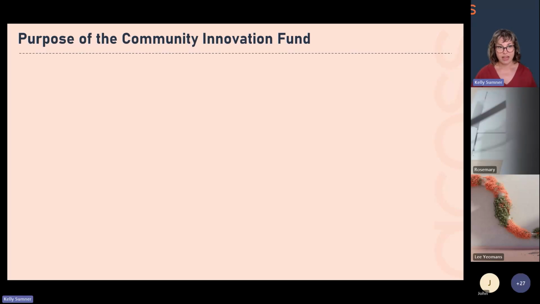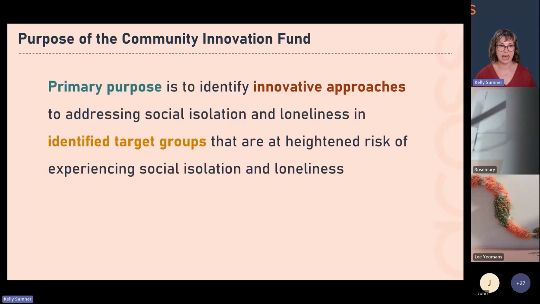So in the case of our example fund, we're looking at innovative approaches to addressing social isolation and loneliness that identify target groups that are at heightened risk. And when we break that down, we can see the core things that our project needs to do. And if we think, oh, I'm not sure I'm 100% on one of those factors, that's an indication that we might need to look at other grant opportunities and see if there's something that matches up better.